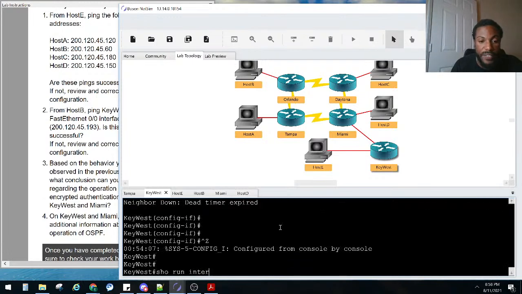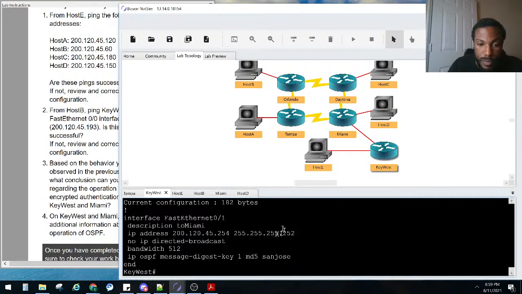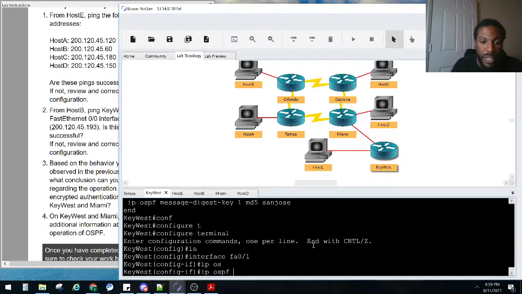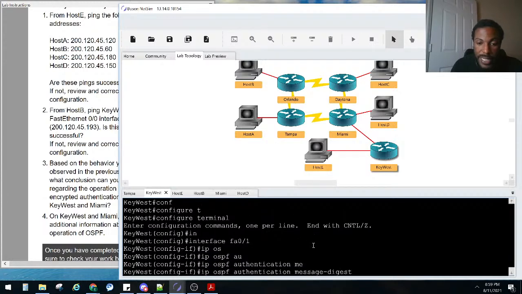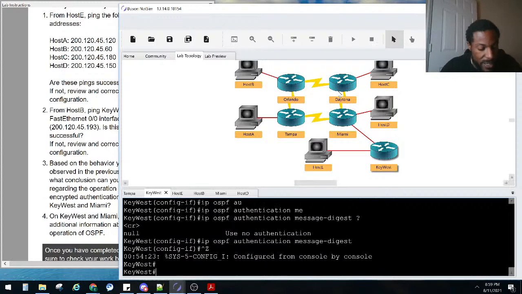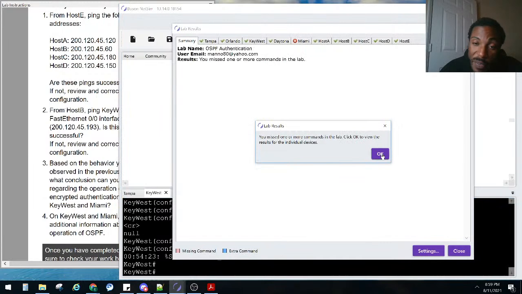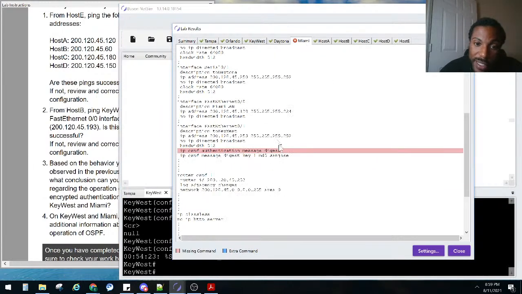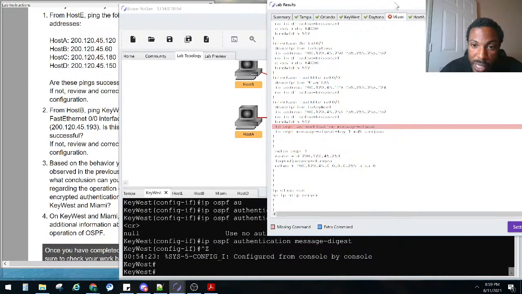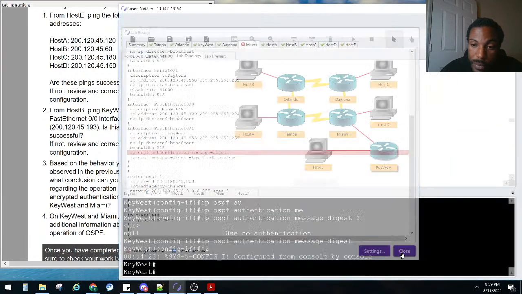Show run interface FA0/1. I guess I didn't. Okay. Global config mode, interface FA0/1, IP OSPF authentication message digest key, or just message digest key, and that's it. And now Control G, and then we're done. We're missing something, man. What am I missing? Is that not the same thing right there? IP OSPF on Key West. Oh, we got to do it on Miami.